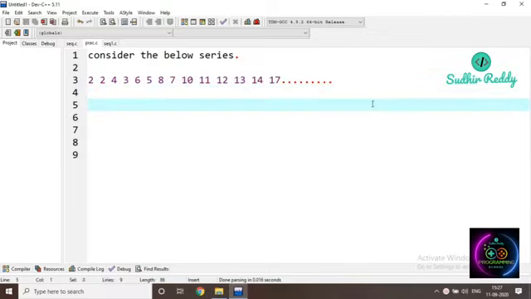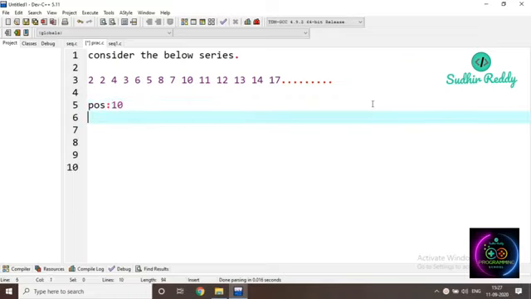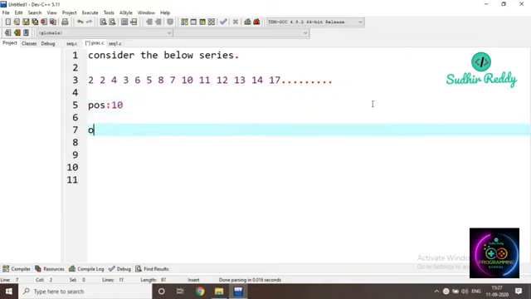Consider the below series and we have to write the logic for it. The input is going to be a position. The position is 10. The output is going to be the value at the 10th position of this series: 1, 2, 3, 4, 5, 6, 7, 8, 9 and 10. That means in the 10th position, the value is 11 here.